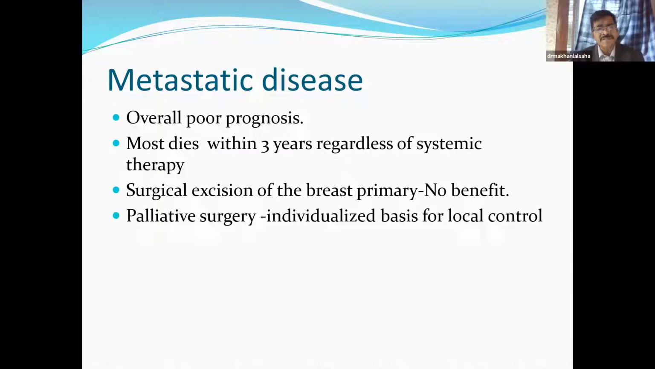A patient having metastatic disease has an overall poor prognosis. Most die within 3 years, regardless of systemic therapy. Surgical excision of the primary on the background of metastatic disease provides no benefit. So the local treatment will be individualized based on the local tumor status. If the tumor is ulcerating, you can control the bleed or local problem by doing a palliative mastectomy.